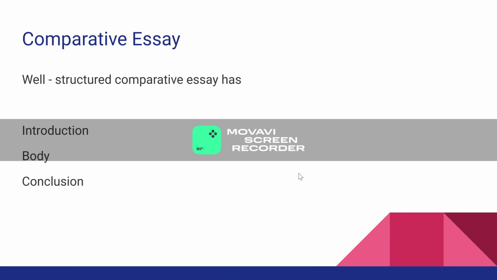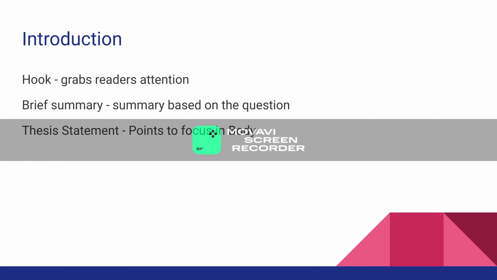A comparative essay is all about comparing two subjects to explore how they are alike and different. For this unit, we will focus only on how they are alike, that is, similarities. The structure is simple but important for organizing your ideas clearly. A well structured comparative essay has three main parts: introduction, body paragraph, and conclusion. Now let's look at how to write each of these.